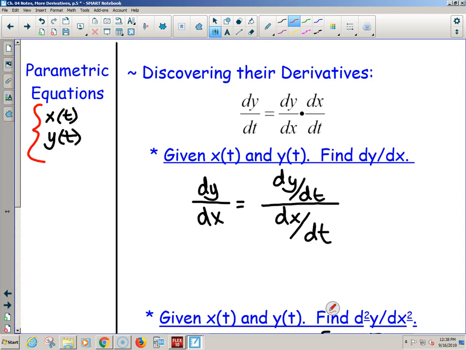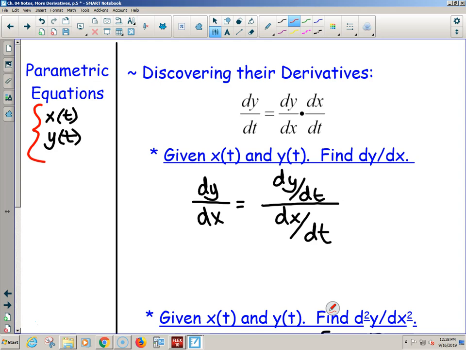Does it make sense that dy/dx would equal dy/dt over dx/dt? Well, check it. If I were to multiply the dx/dt to the other side, does it make sense that dy/dt equals dy/dx times dx/dt? Yeah, it's chain rule. That's the crazy thing. It's a weird application of the chain rule.